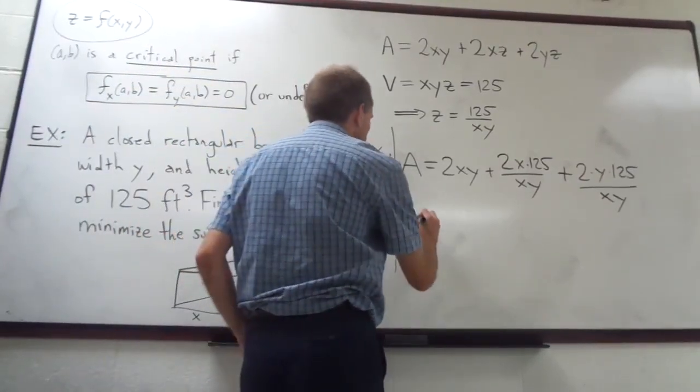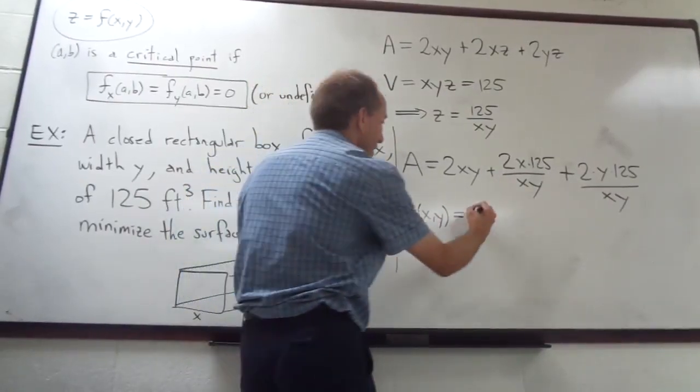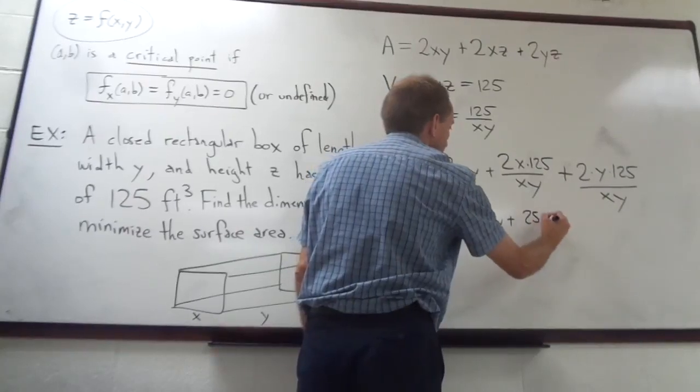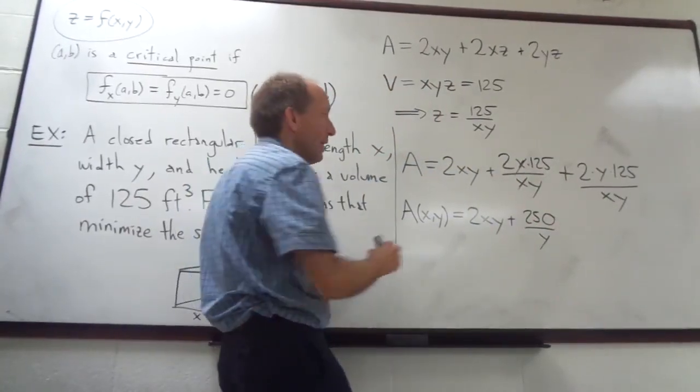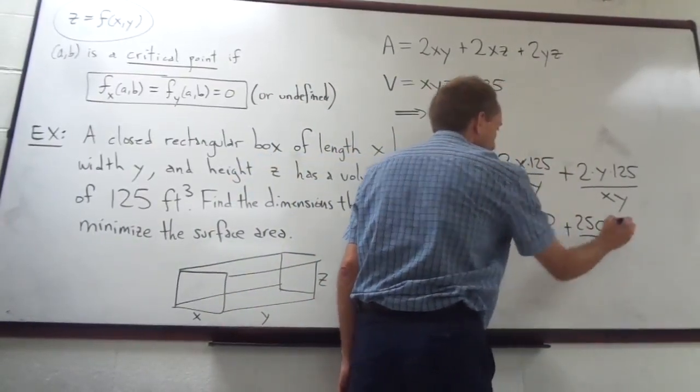So this can be simplified. Let me just simplify it for you really quickly. All right. I have 2xy. 2 times 125 is 250. And the x's cancel, leaving me with a y on the bottom. And then in the second term, same kind of thing, 250, this time x on the bottom.